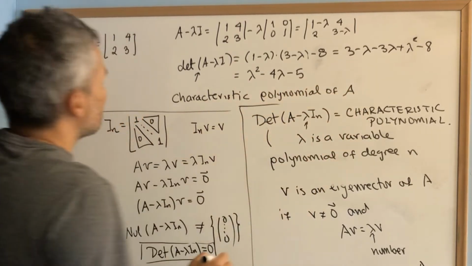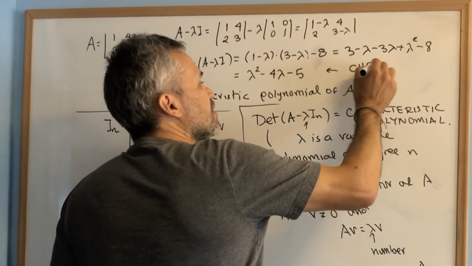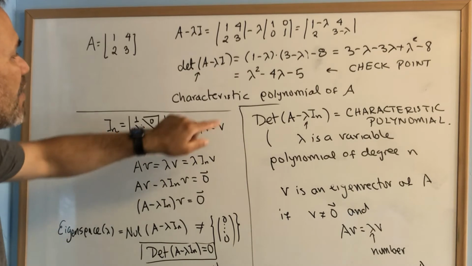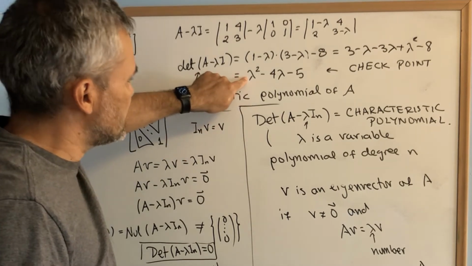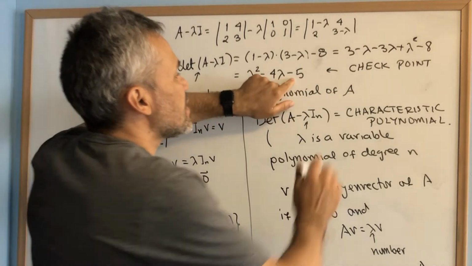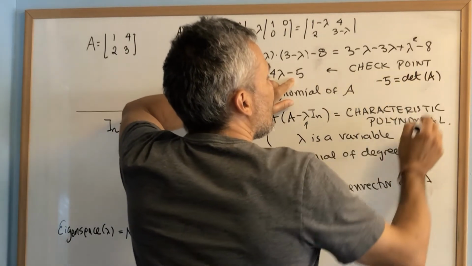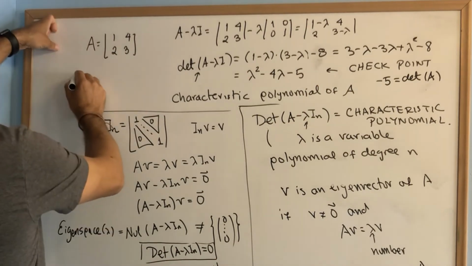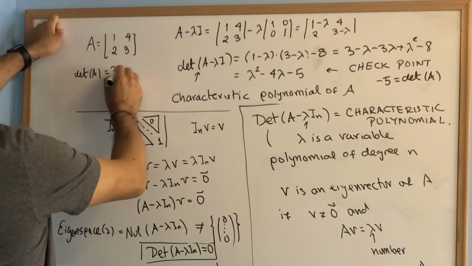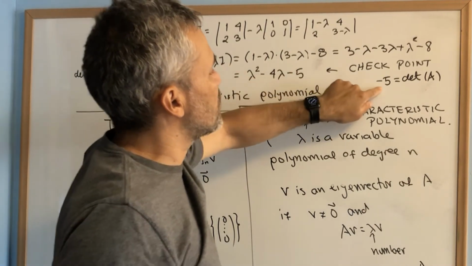of the matrix A, where this is A. And here is a good idea to have a checkpoint. We are always going to have that the coefficient of lambda squared is going to be 1. That always happens. The constant coefficient, this negative 5, should be equal to the determinant of A. Let's see, the determinant of A is equal to 3 minus 8, which is negative 5. Then this constant coefficient should be equal to negative 5.